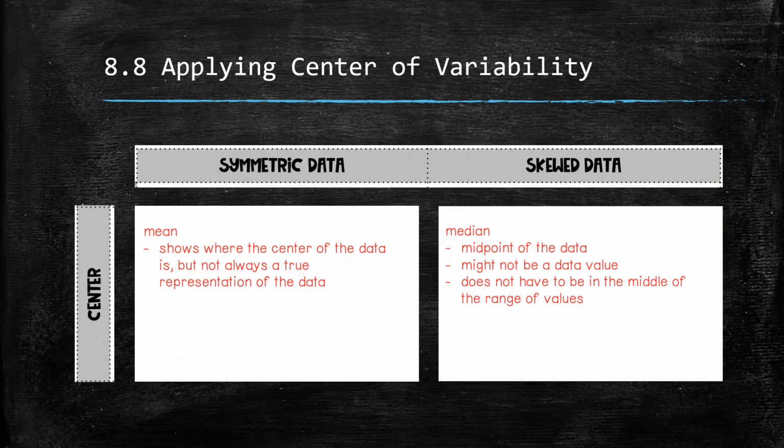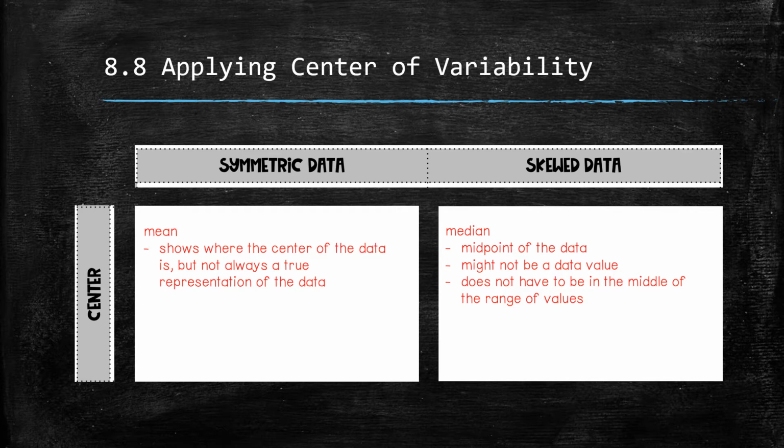So with symmetrical data, the mean is in the center where that high point of the graph is, and therefore it shows where the data is. It's not always a true representation of the data, but it is the best way to describe the center of that data.